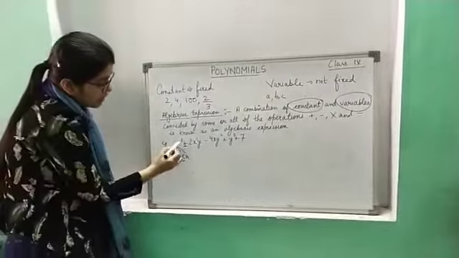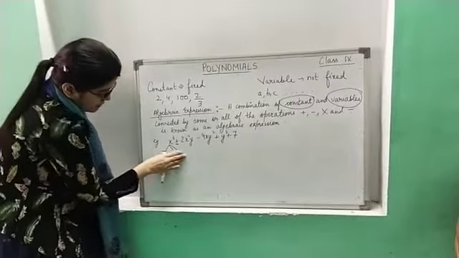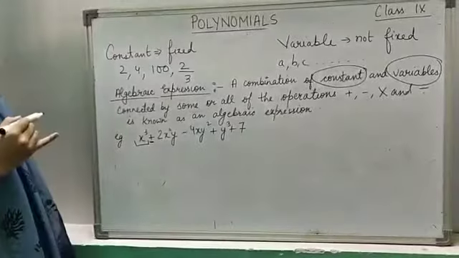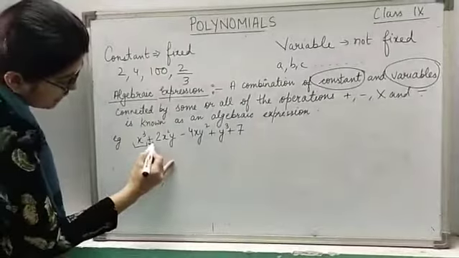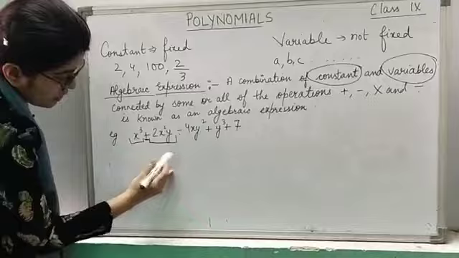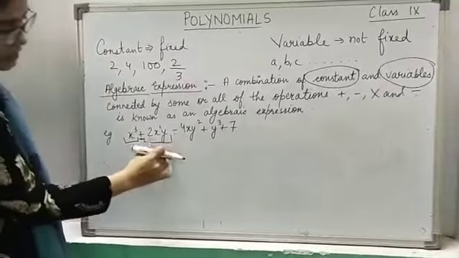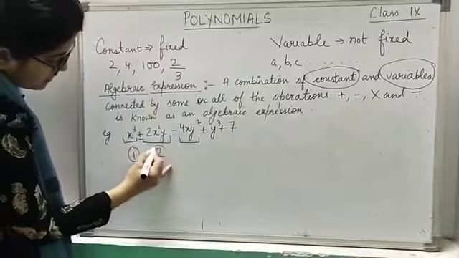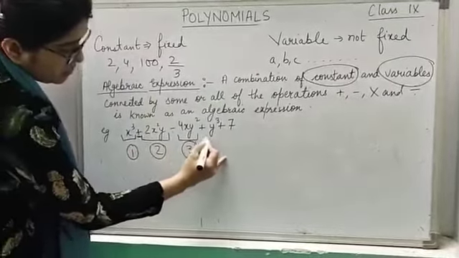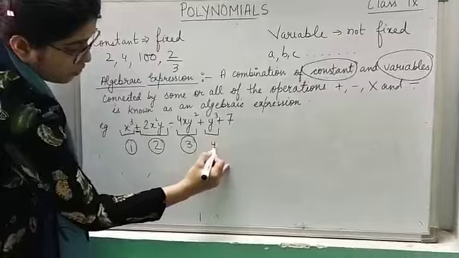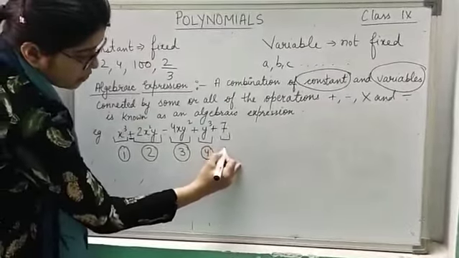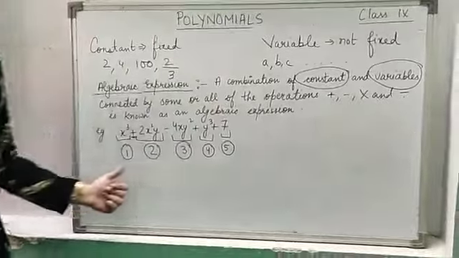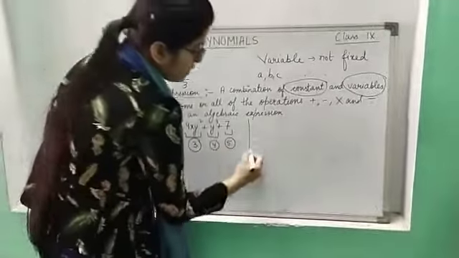So here if you observe, this x cube is your first term. After that, this is your second term. After that, the third term. First term, second term, third term. This is your fourth term, and this last one is your fifth term. So how many terms are there? 5 terms are there.